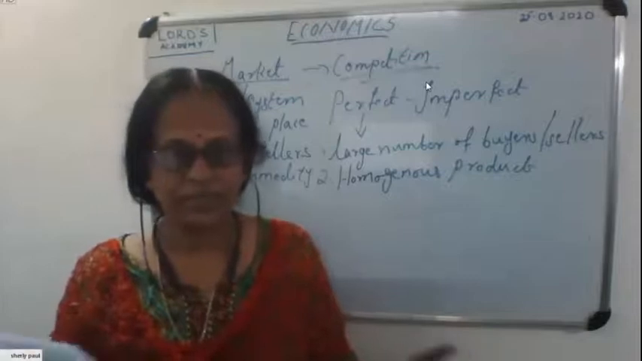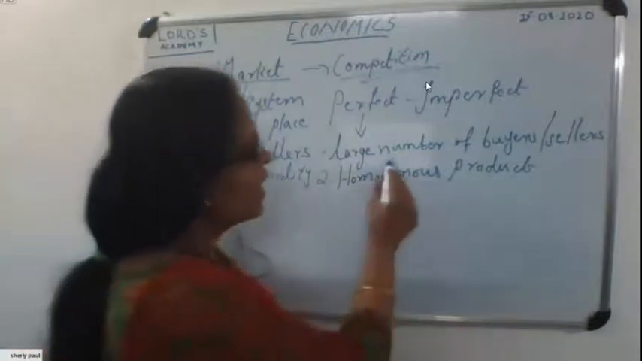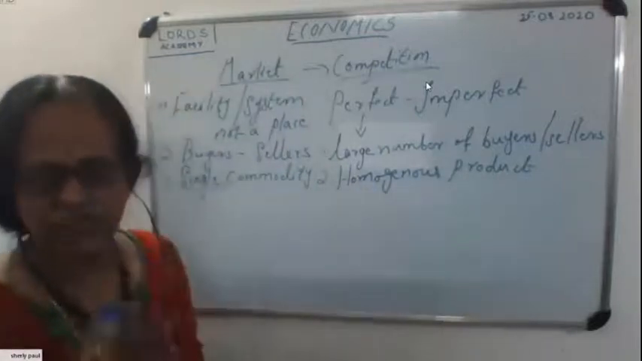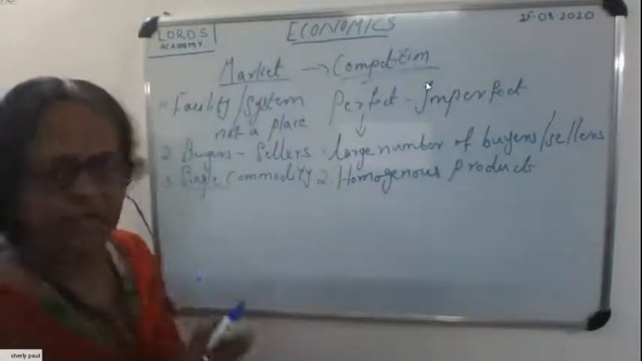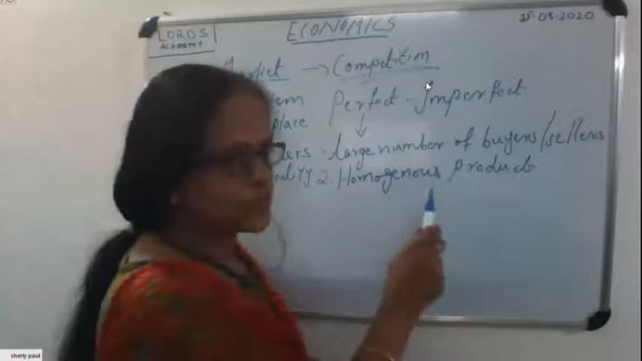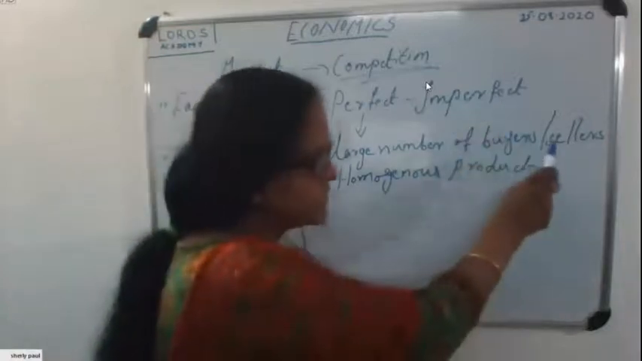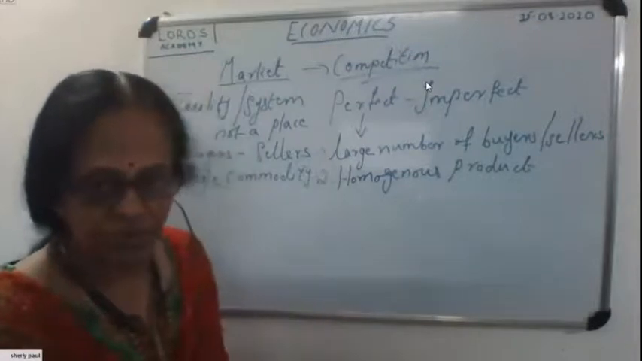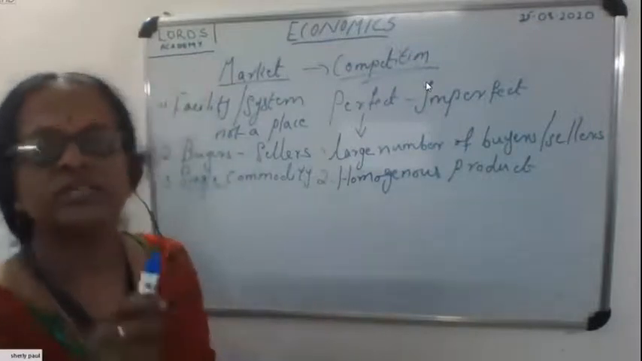market. Here, what we say is a large number of buyers and sellers. Sellers are many. They are producing the same product, because we are talking about only a single commodity. That commodity is produced, and to produce that commodity, many sellers are there. Buyers are also there. Therefore, with a homogeneous product, they cannot change the price.